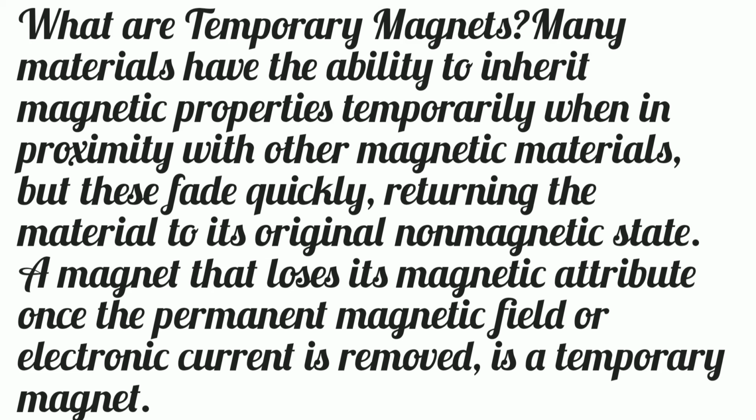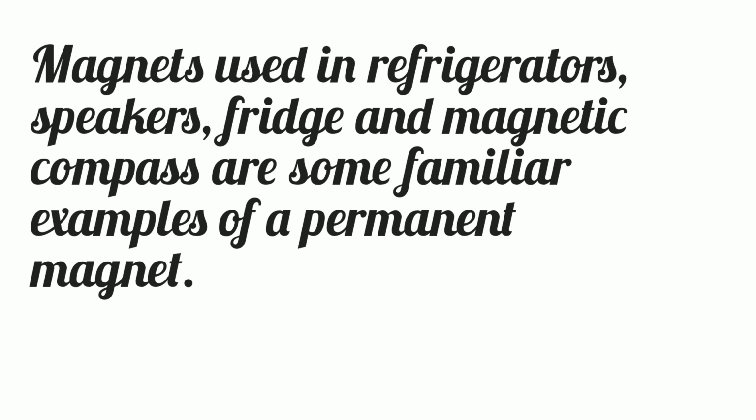So many materials have the ability to inherit magnetic properties temporarily when they are close to some other external permanent magnetic materials, but their magnetic properties fade away as soon as that external source is removed. Magnets used on refrigerators and fridges, in speakers, in door locks are some of the examples of permanent magnets.